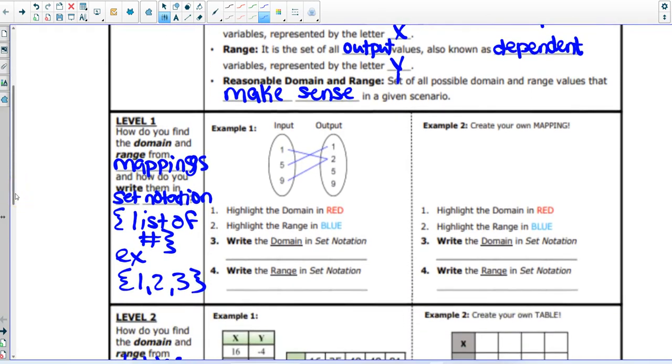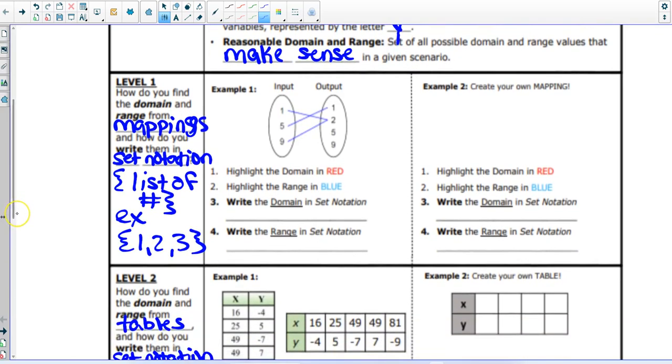And for reasonable domain and range, that's just a set of all possible domain and range values that make sense in a given scenario, and we will do reasonable domain and range later. So here, this is level. These are broken down into levels.